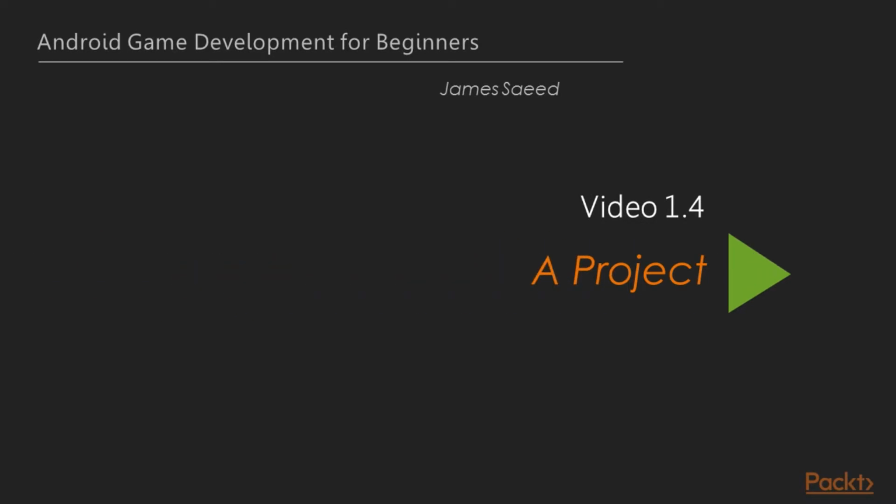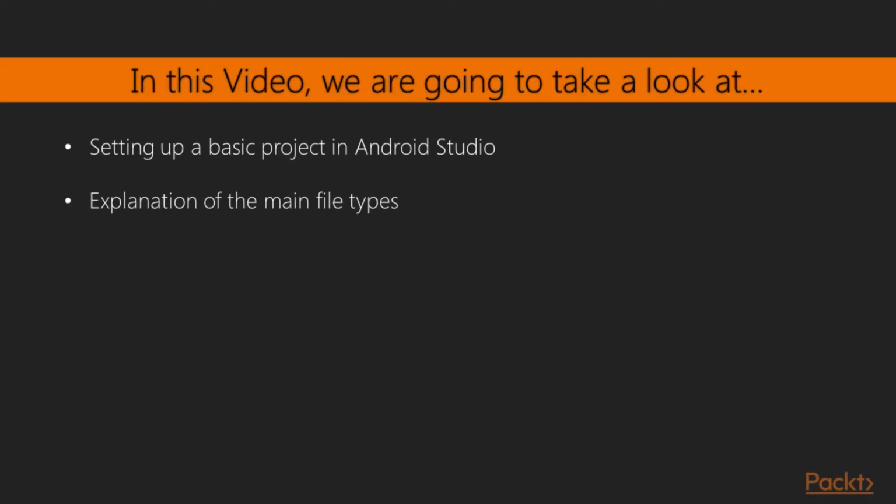In the previous video, I gave you a tour of the Android Studio and how the Android SDK API level system works. We're finally going to set up a project in Android Studio. I'm going to take you through the basic project setup, and then once we've done that, I'm going to go through all the main file types and what they do.